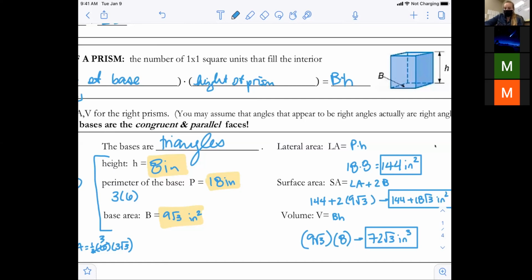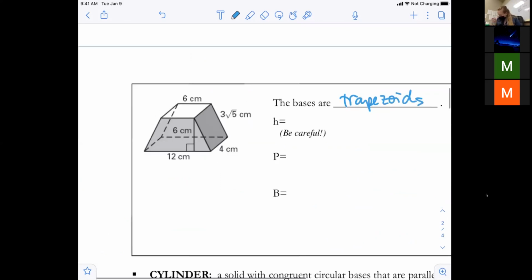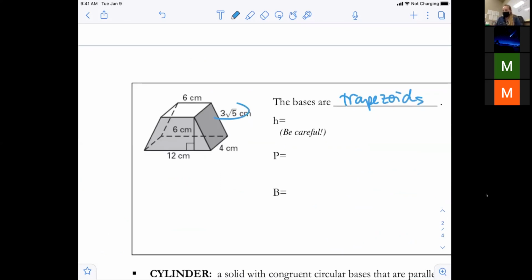Okay, finish up where you're at. If you're doing great, keep moving. I'm just going to pipe in in case anyone is a little lost, or just so you can check your work. So here my bases are trapezoids. Now height, be careful. It's not my slant height, it's always the perpendicular height. So my height here is 6 centimeters. Make sure you have your height right.